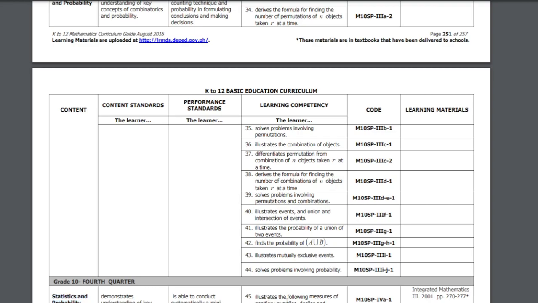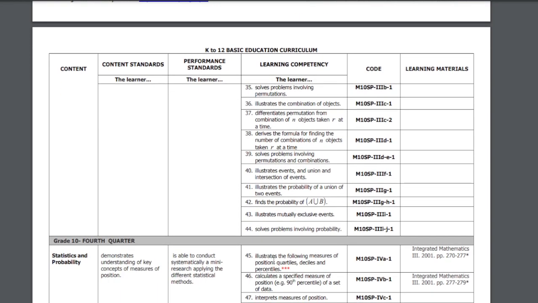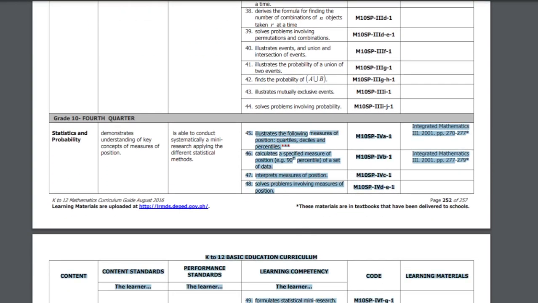We're still in statistics and probability. And we are now going to illustrate the measures of position: quartiles, deciles, and percentiles, which is a big case in your research. Well, it depends on the nature of your research. I won't talk about it here, but I'll show you how to calculate the specified measure of position in quartiles, deciles, and percentiles. Basically, all of this competency is about these three: quartiles, deciles, and percentiles. And you have to memorize, well, not really memorize, you just need to understand the equation and you'll get it.